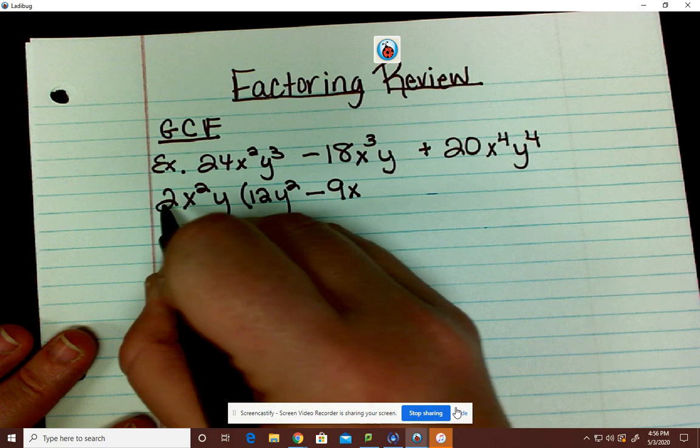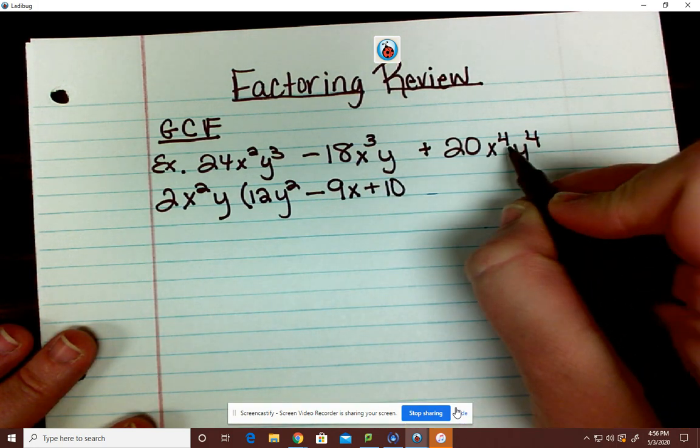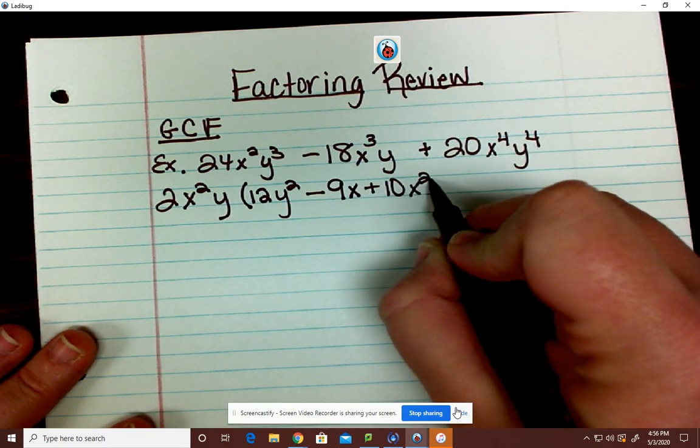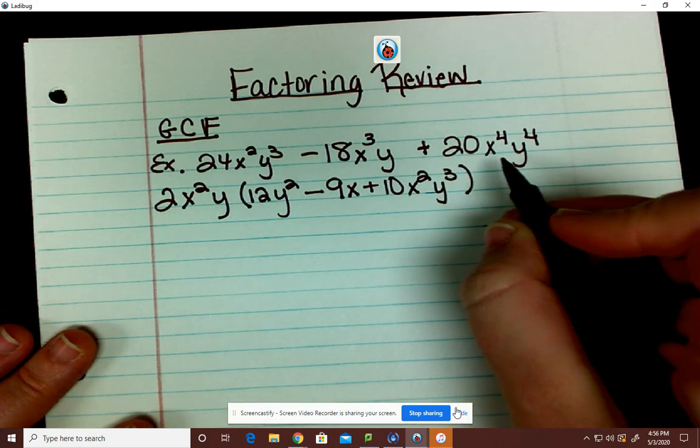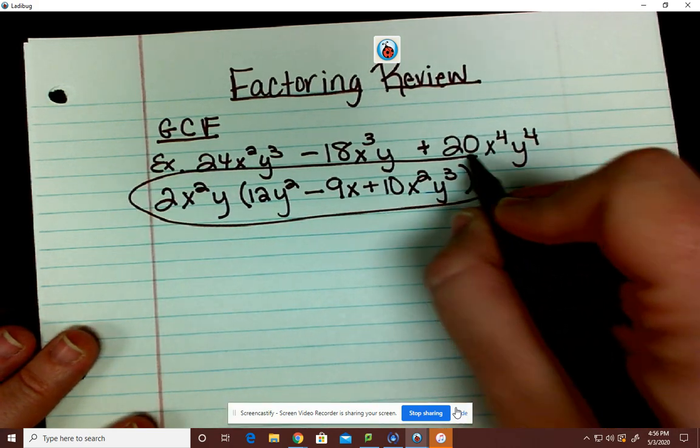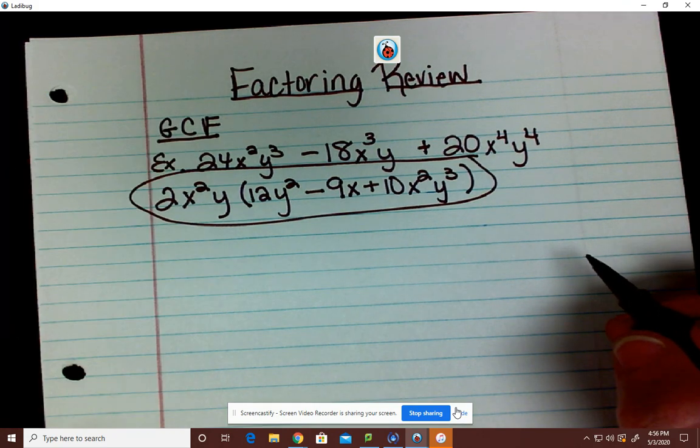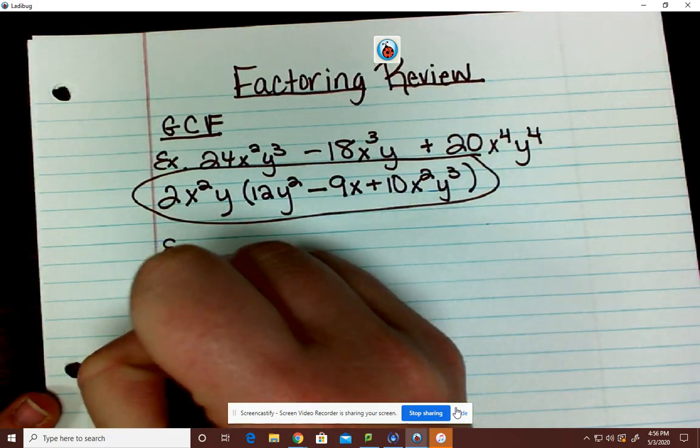20 divided by 2 is 10. We had 4 x's, we took 2 out, so there's 2 left. We had 4 y's, we took 1 out, so there's 3 left. And so this would be our answer. We're finding what was multiplied together to give us that. So let's look at another example.